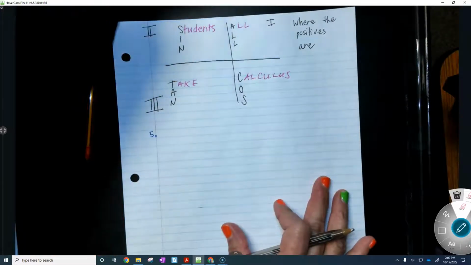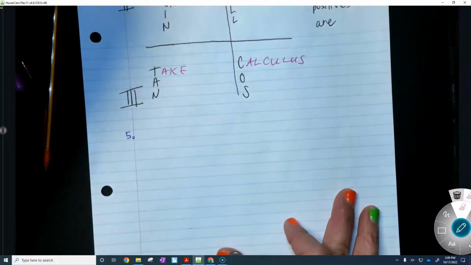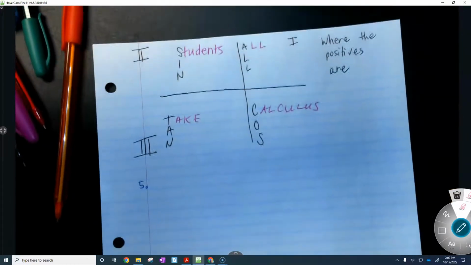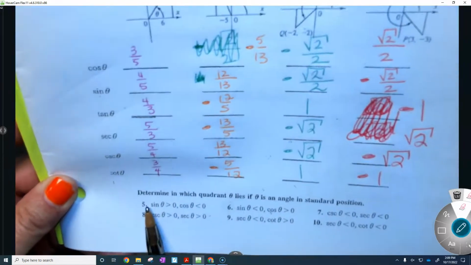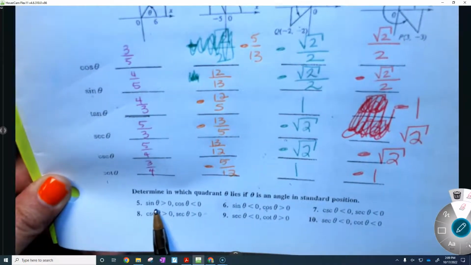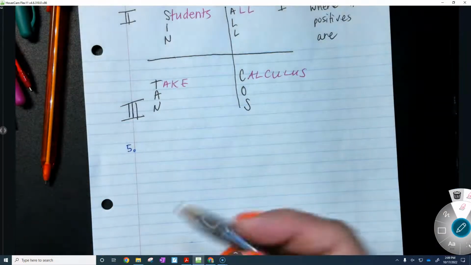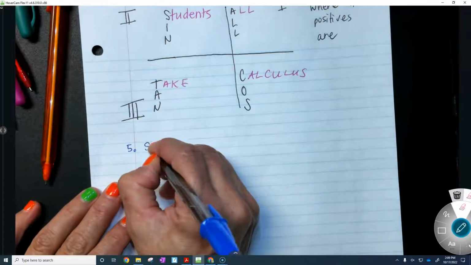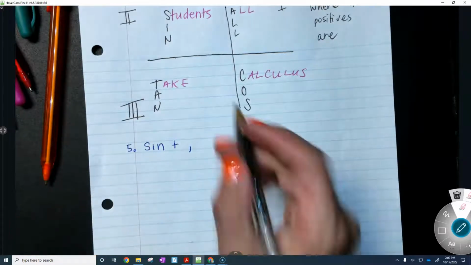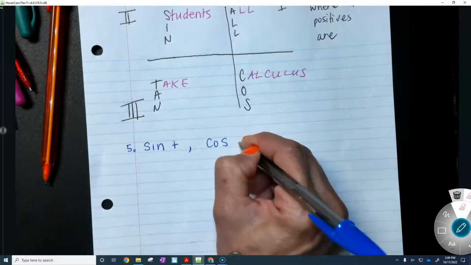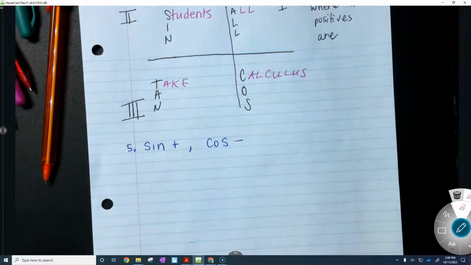And guys, in our notes, it uses the inequality symbols. That's formal math, and that's really good. We're just looking at positives and negatives. That's all we're looking at. So right here, where it says we want sine to be greater than 0, we just want to see where sine is positive. At the same time, we want to see where cosine is negative.